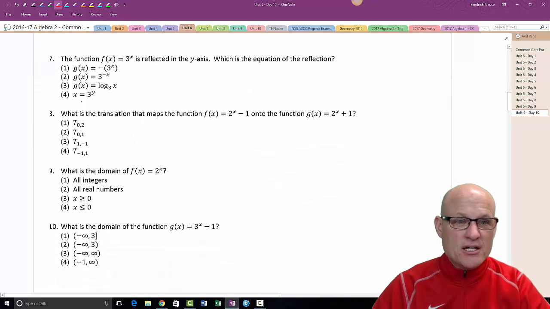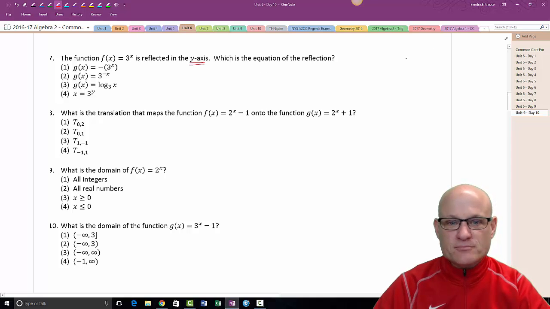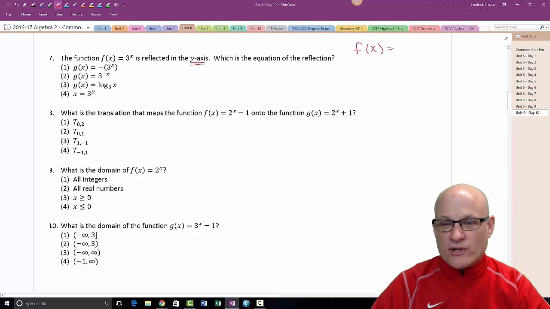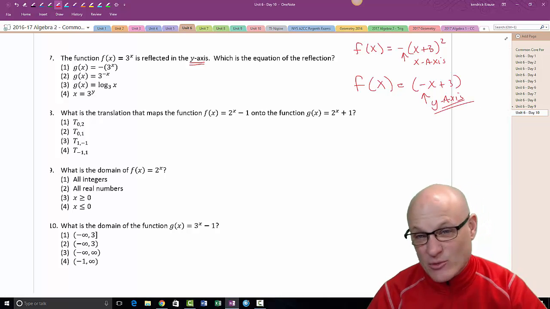Let's move on. The function is reflected in the y-axis. Okay, kids. So let's say I have f of x equals, and it doesn't matter what it is, let's say it's negative x plus 3 squared. That's a reflection in the x-axis because the negative is outside the parentheses. But if I do this, that's a reflection over the y-axis, because it's on the inside of the parentheses.